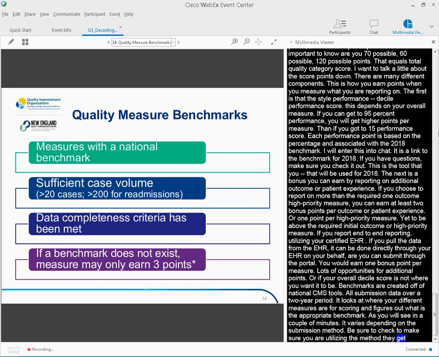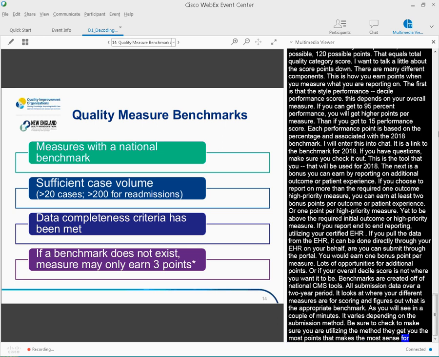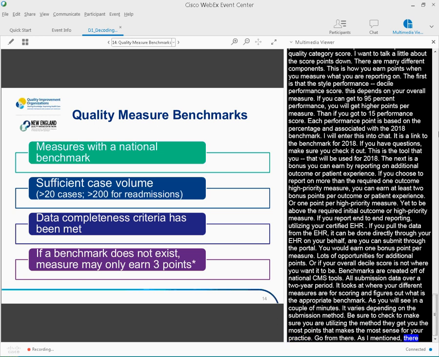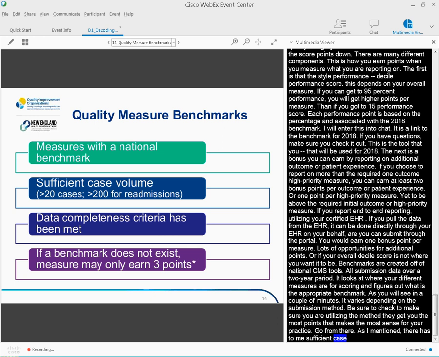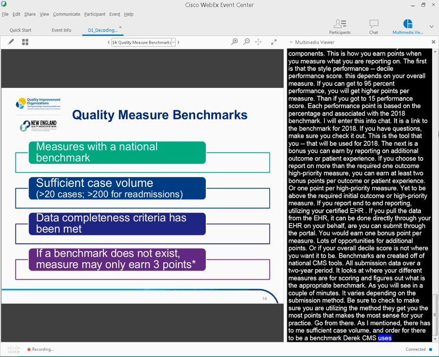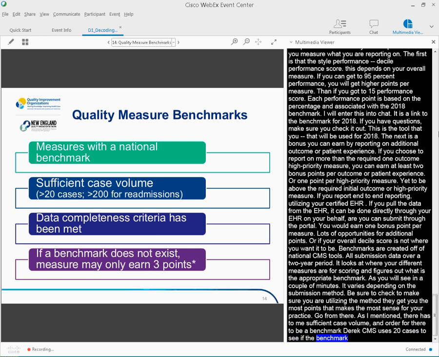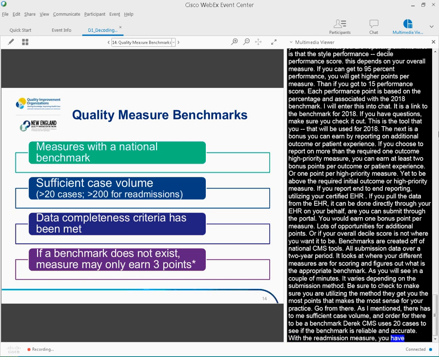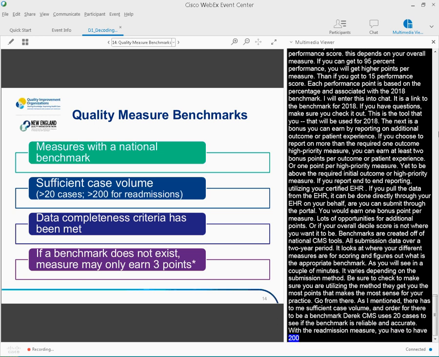As I mentioned, there has to be sufficient case volume in order for there to be a benchmark. CMS usually uses 20 cases in order to say that this benchmark is reliable and accurate. As I mentioned with the readmission measure, you have to have at least 200 cases. Again, you need to have data completeness criteria met in order to get the full decile score available.